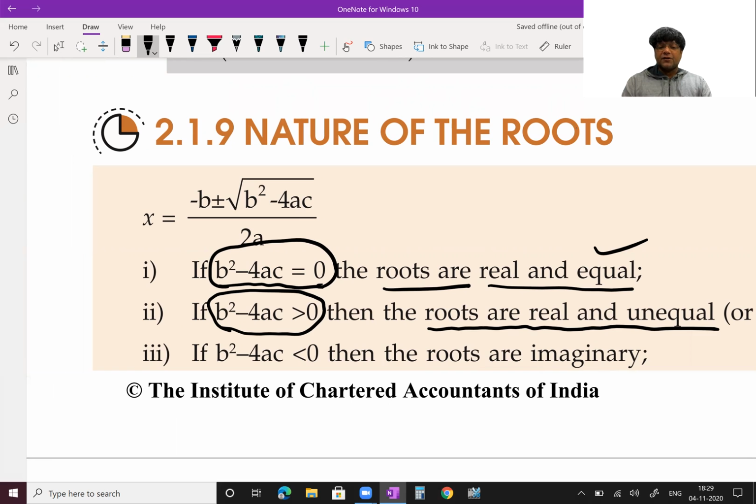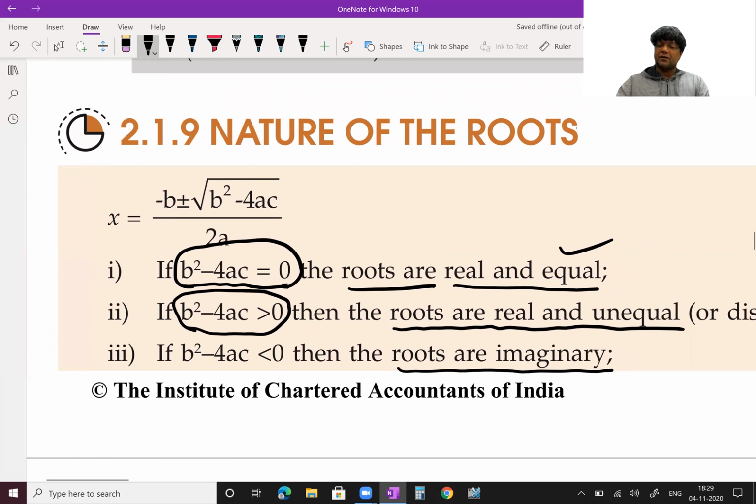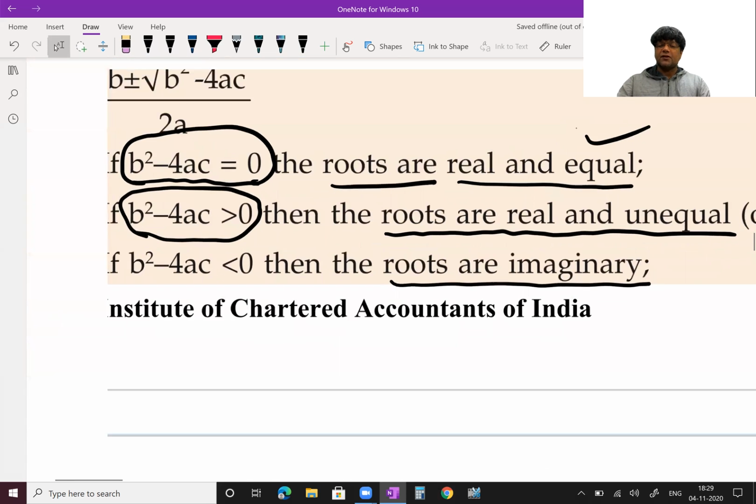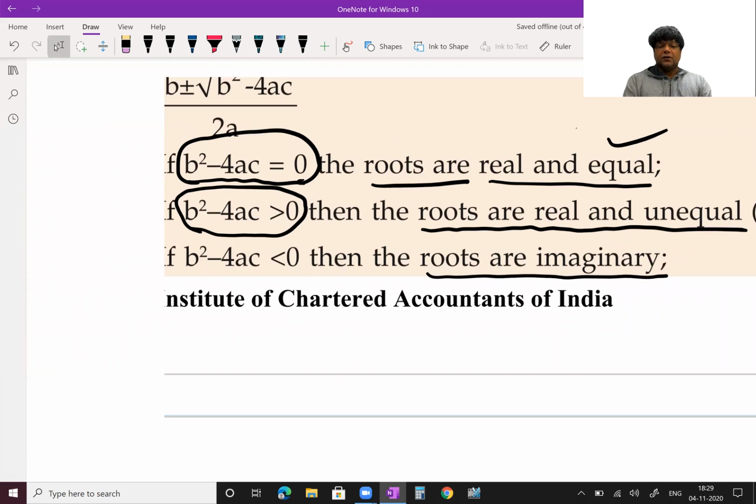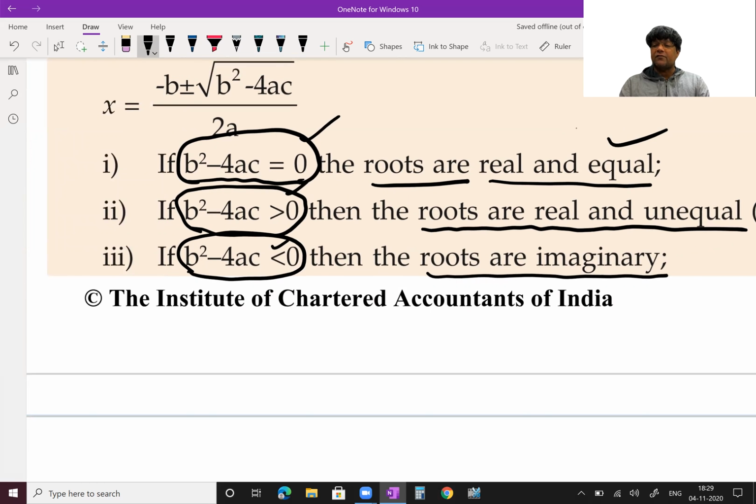B square minus 4ac less than 0, roots. Guys, your ICI is writing this. So we will go by ICI, though it's not proper, but go by ICI. Roots are imaginary means B square minus 4ac less than 0. You will understand you need these things when you see this kind of language given in the question.